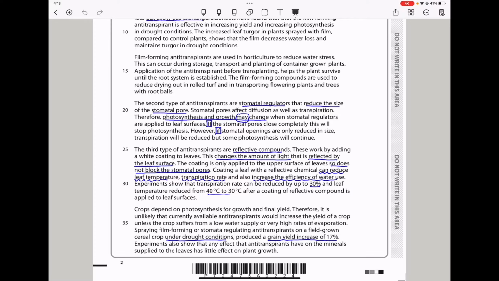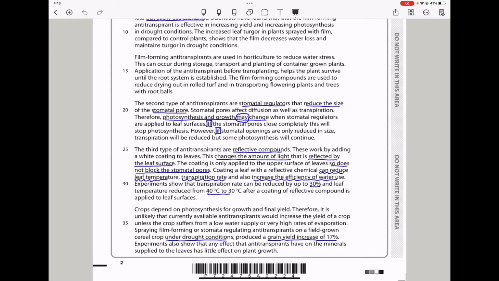Crops depend on photosynthesis for growth and final yield. Therefore, it is unlikely that currently available antitranspirants would increase the yield of a crop unless the crop suffers from a low water supply or very high rates of evaporation. Spraying film-forming or stomatal regulating antitranspirants on a field-grown cereal under drought conditions produced a grain yield increase of 17%. Experiments also show that any effect that antitranspirants have on the mineral supply to the leaves have little effect on plant growth.